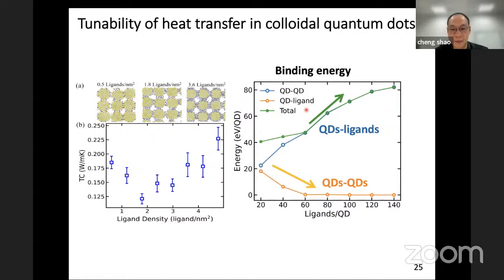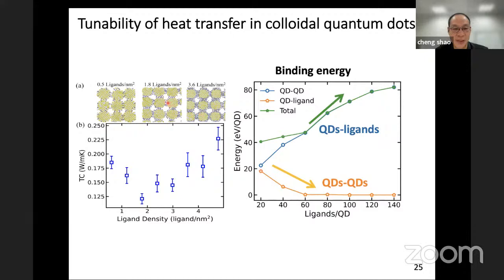By checking the binding energy between quantum dots, we find that this is due to the competing effect between the binding energy from quantum dot ligand connection and the quantum dot direct connection. Because at the low ligand density coverage, the structure is less stable and there are some forces between quantum dots at low ligand density coverage ratios.